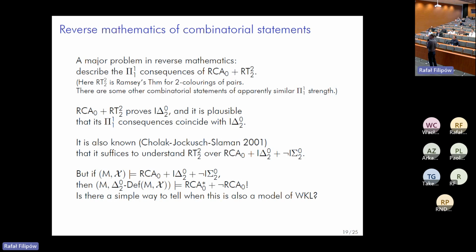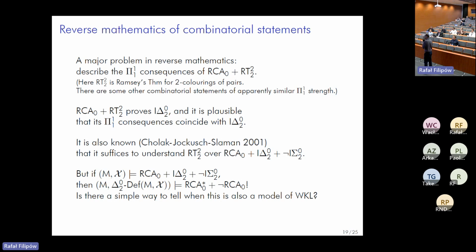It's known that among these pi1 1 consequences, and this is pretty easy to prove, is the following thing. I delta 2 is delta 2 induction. So the statement that tells you relative to every set, that's the pi1 1 quantifier, delta 2 induction holds. That's part of these pi1 1 consequences. It's plausible that that's all. It's plausible that that's what the consequences of Ramsey's theorem are axiomatized by.